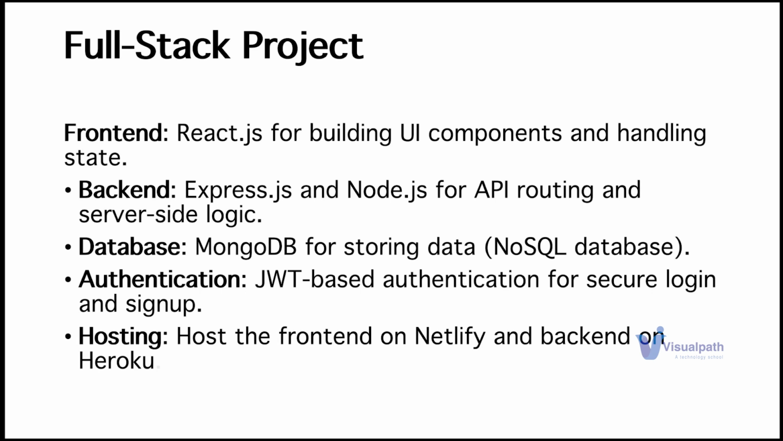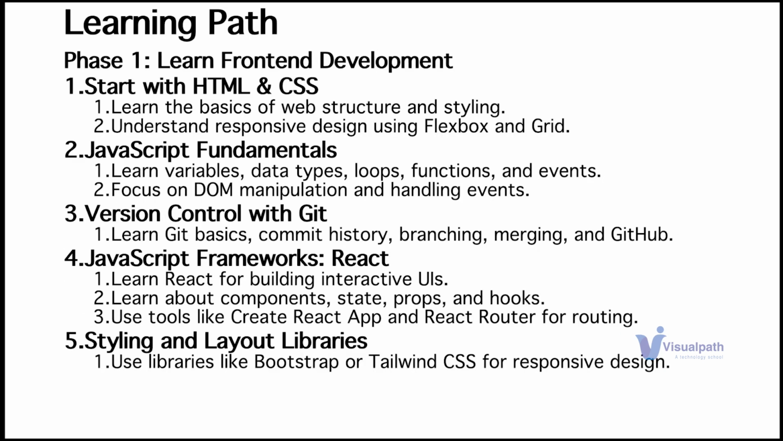So what is the learning path? First, in phase one, we learn front-end development. Front-end development starts with HTML and CSS. We learn the basics of web structure and styling, and understand responsive design using Flexbox and Grid. Then we see JavaScript fundamentals. We learn variables, data types, loops, functions and events, with a focus on DOM manipulation and handling events.